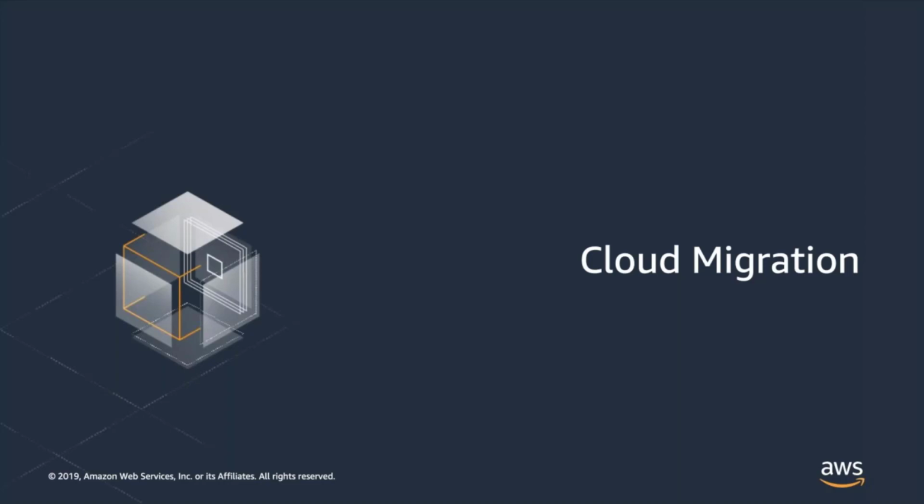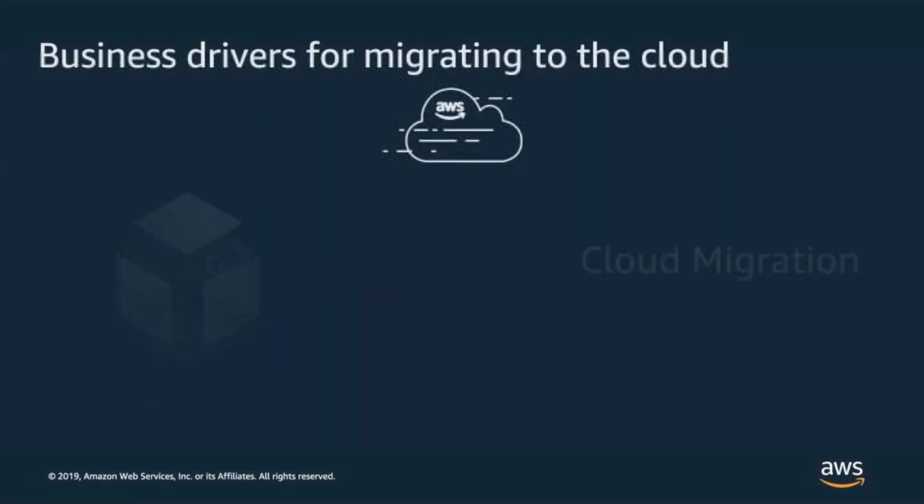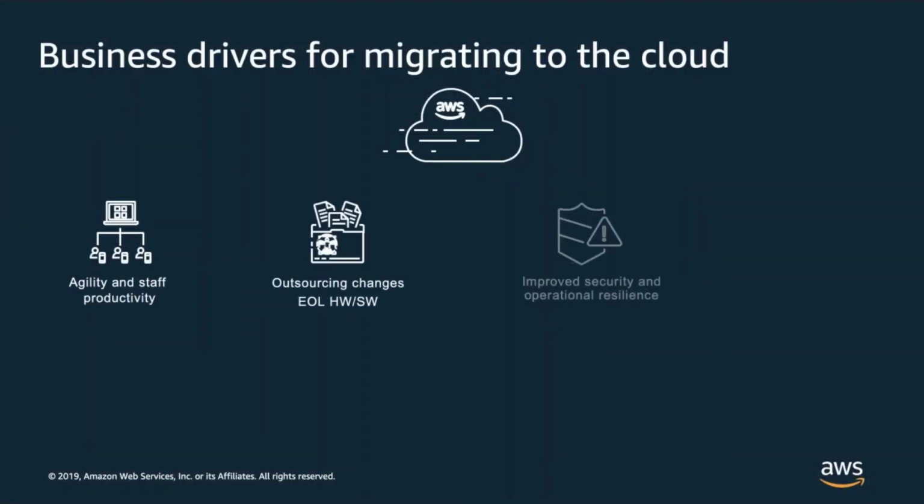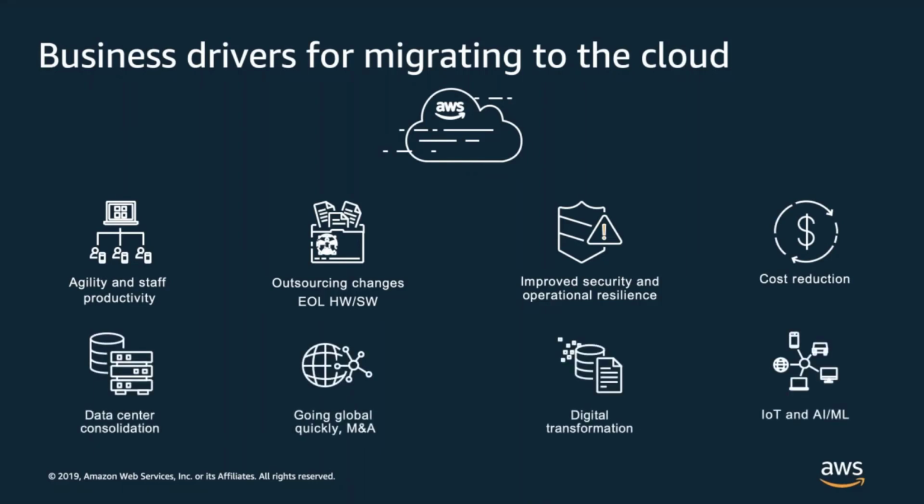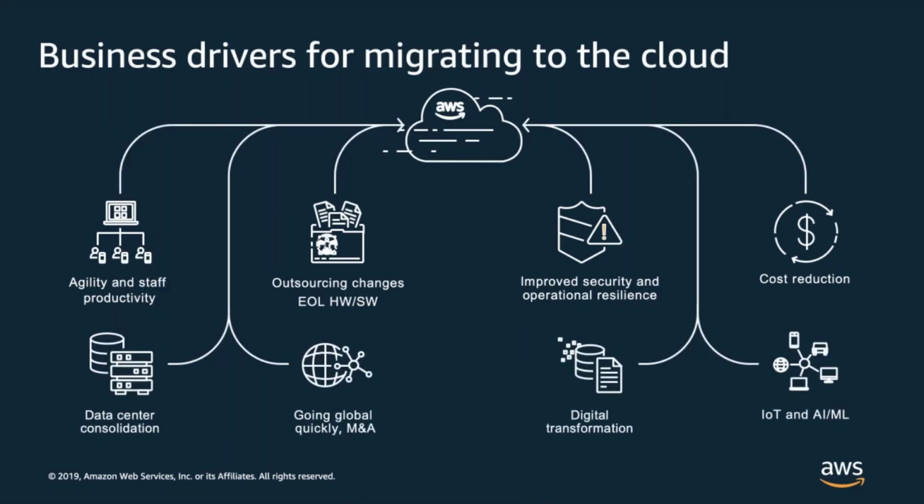Our customers go through a typical migration journey, but it all starts with some of the business drivers in their organizations. So you will be familiar with some of these business drivers like data center consolidation, cost reduction, or it could be around improving agility and staff productivity, or using native AWS services like IoT or AI ML.